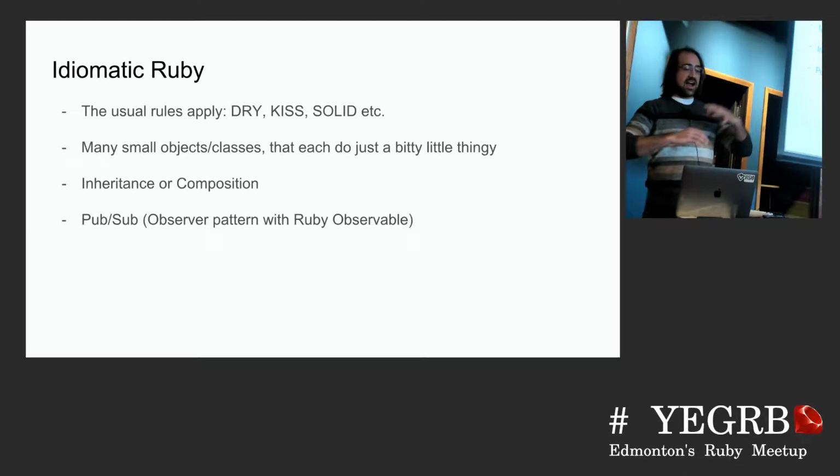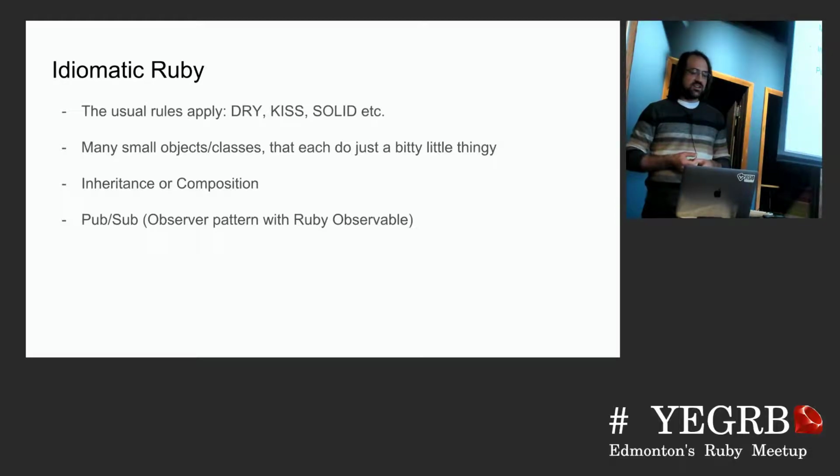Going back to those high-level stuff that's not just talking about individual methods or individual idioms, we have in Ruby, I think, and this stuff is all very debatable, so if anybody feels differently, please put your hand up. I'd love to hear it. But I think it's very idiomatic to write many small objects and classes. That kind of stays true to the whole single responsibility principle. They each do just a bitty little thingy.